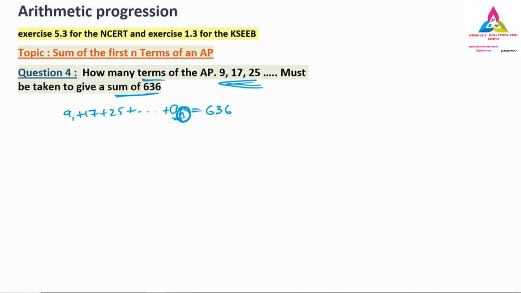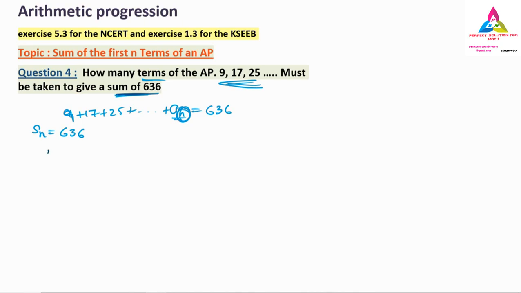Here 636 is Sn. And we know the first term, the second term, the third term, so we can solve this easily. Which formula are we going to apply, the Sn formula or the an formula? Here we have to apply the Sn formula only, because what is given is Sn, the sum, 636. So we go with the Sn formula.